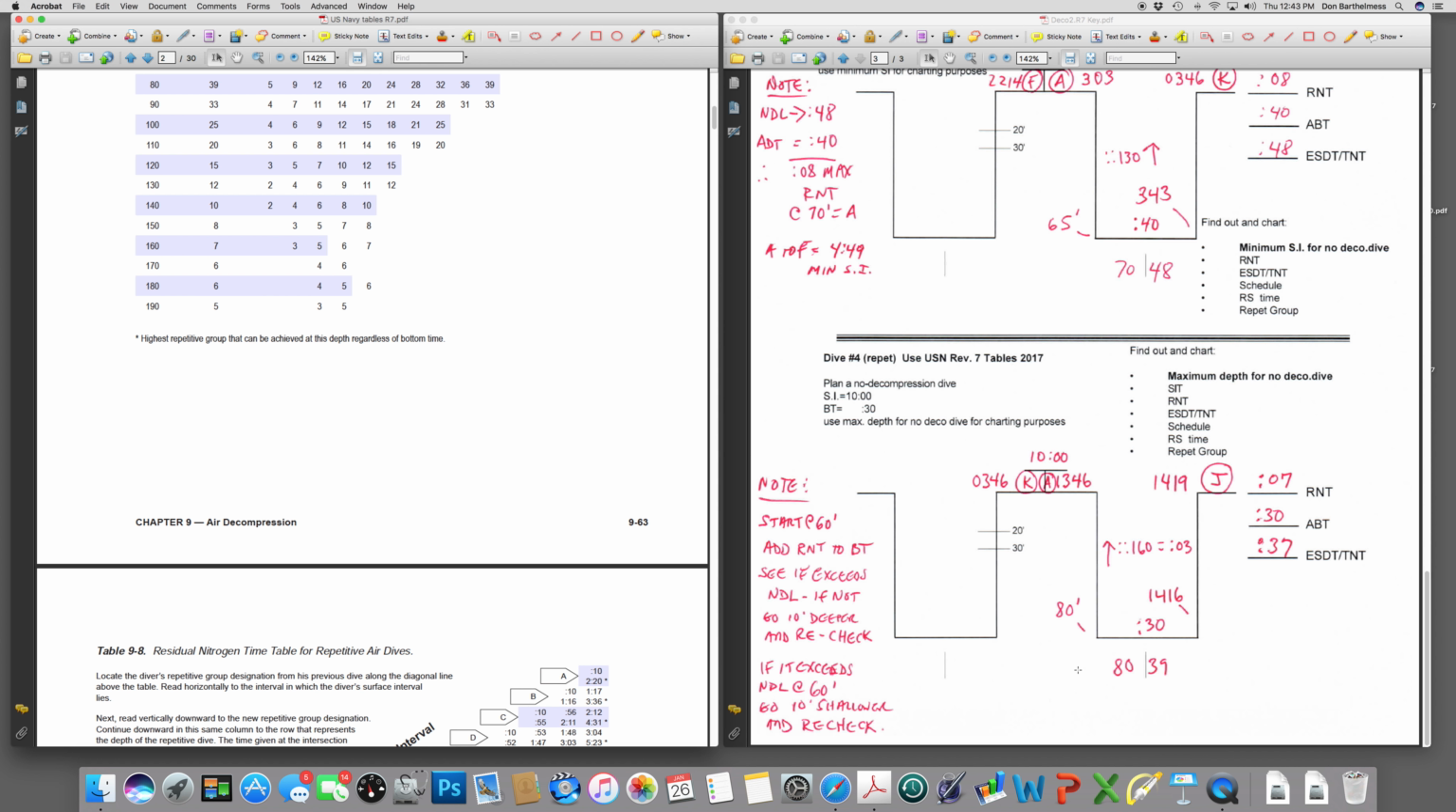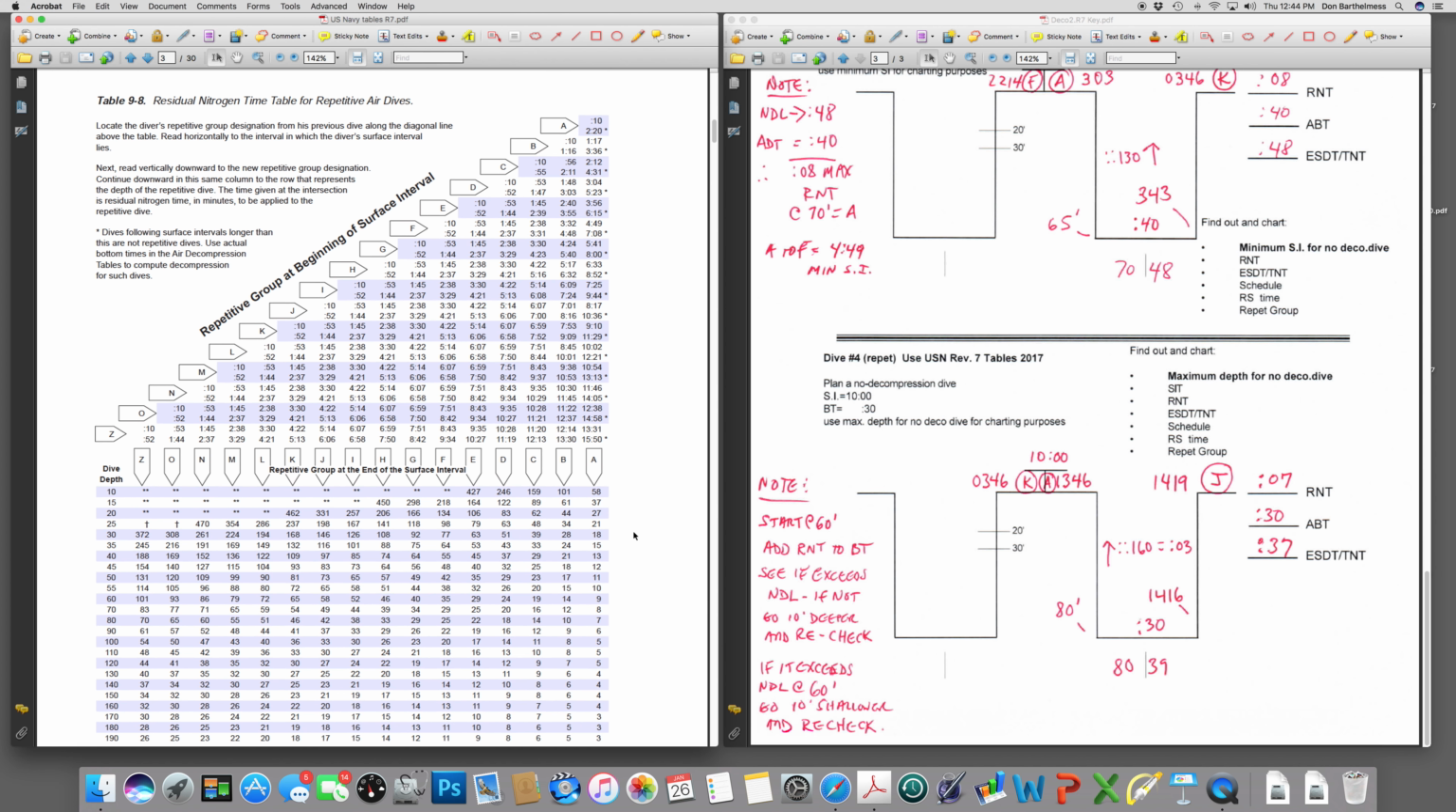Now we'll go ahead and chart that. We write 80 feet over here to the left. Put a little line, depth on the outside, time on the inside. Our actual dive time, we write here on the bottom, on the inside of the chart, under actual dive time or actual bottom time. For an A diver going to 80 feet, we're going to add in the residual nitrogen time. We'll come back and check it again.